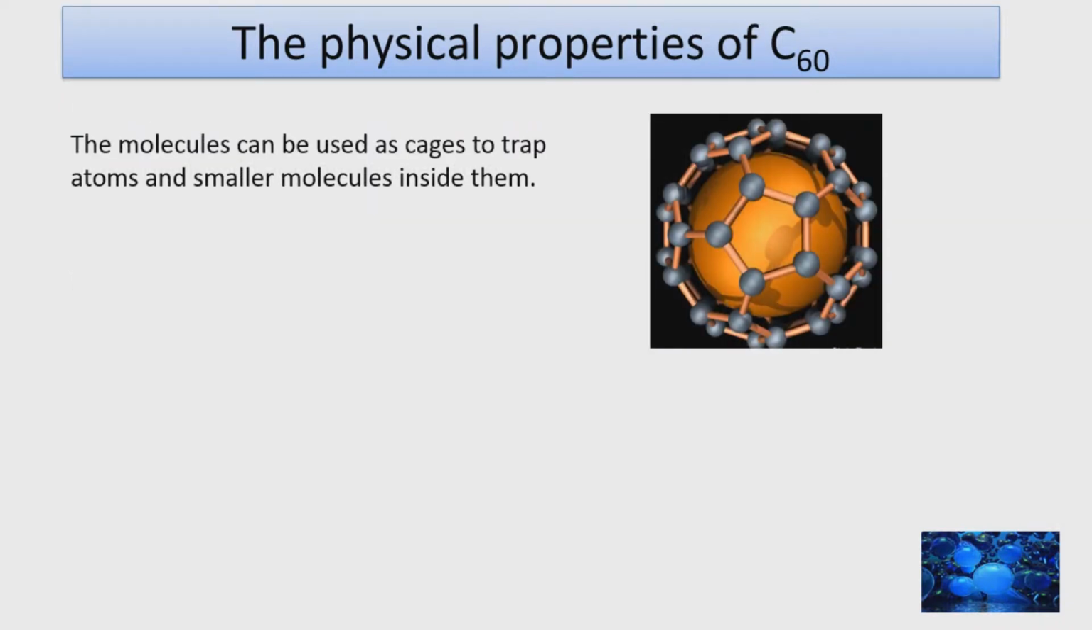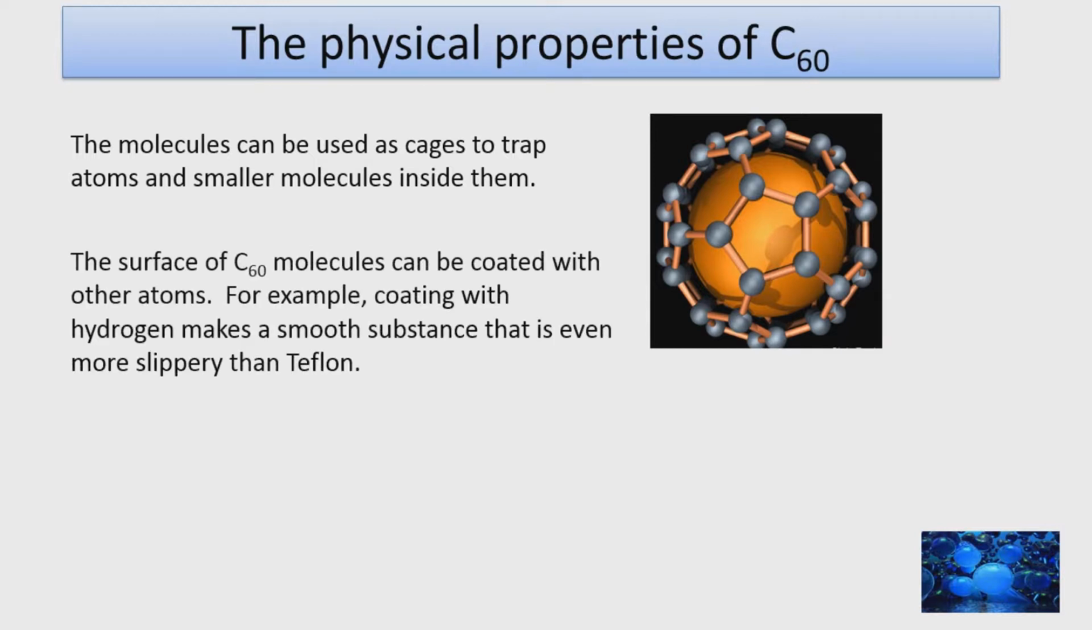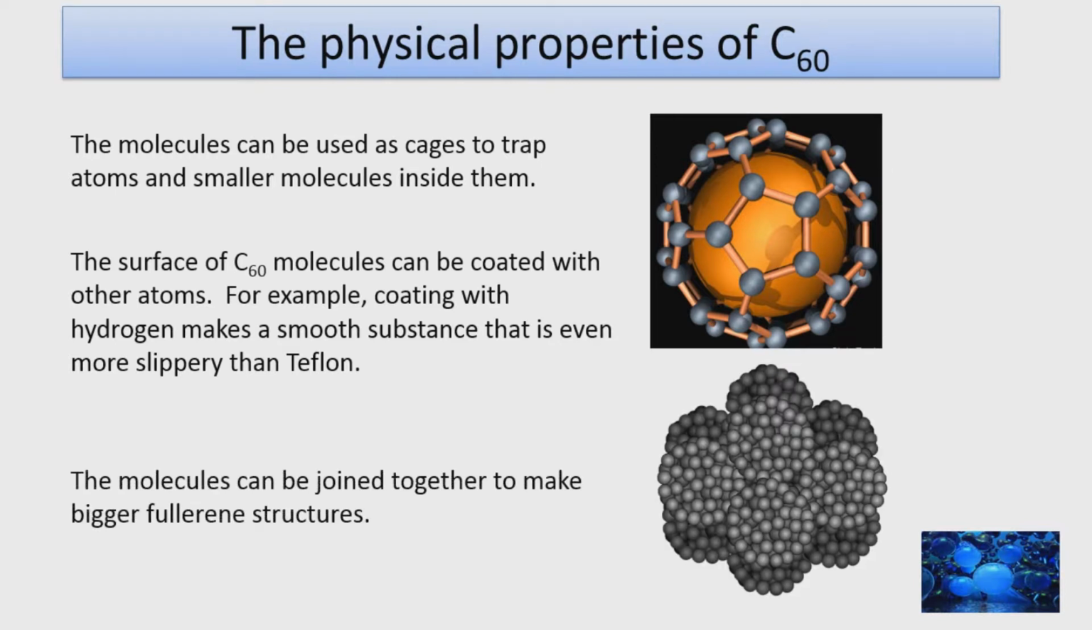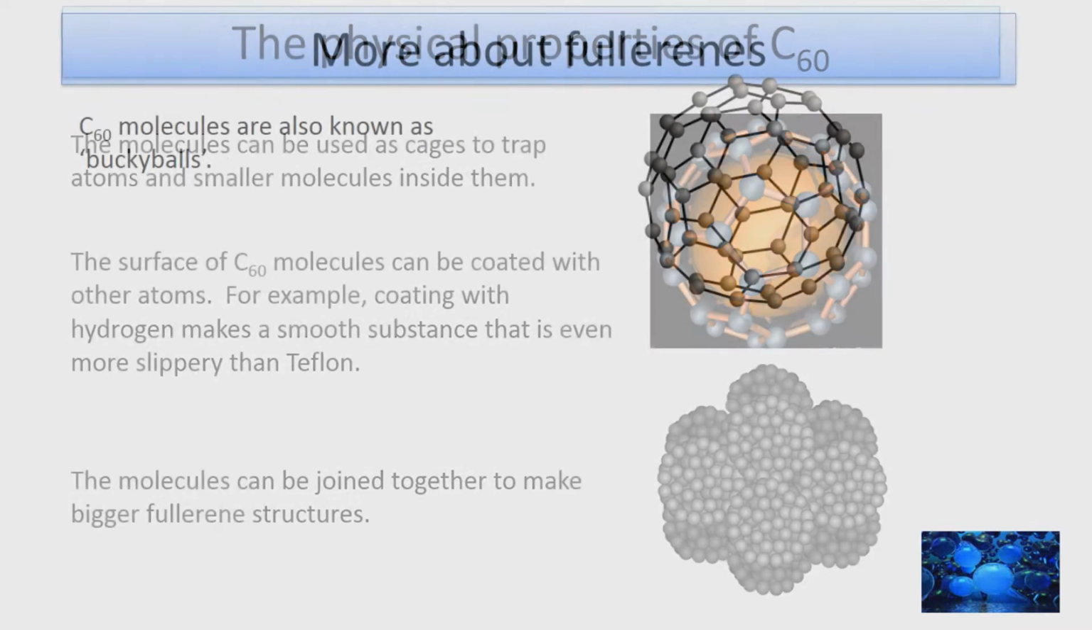The molecules can be used as a cage to trap atoms and smaller molecules inside of them. The surface of C60 molecules can be coated with other atoms. For example, coating with hydrogen makes a very smooth substance that is even more slippery than Teflon. The molecules can be joined together to make bigger fullerene structures.